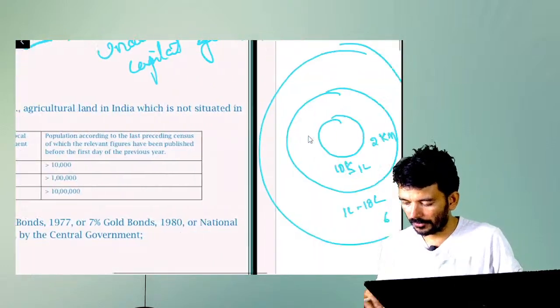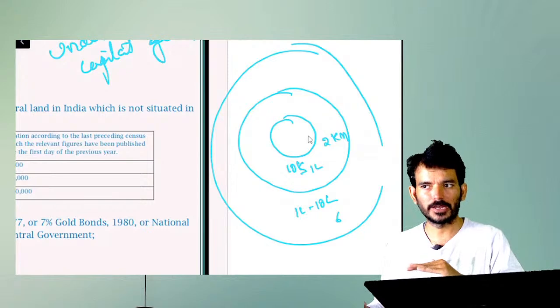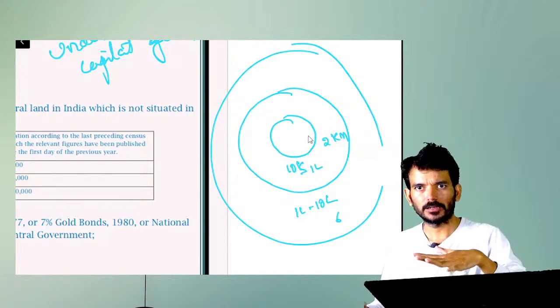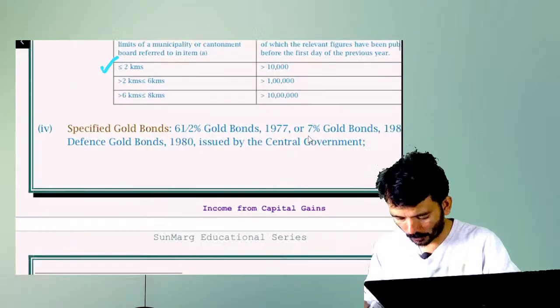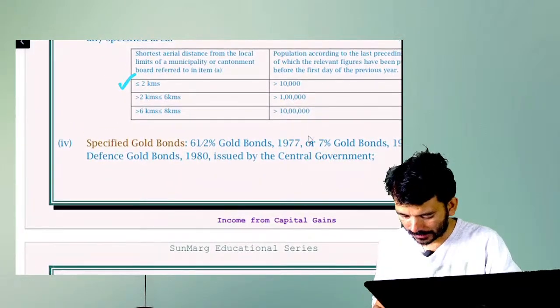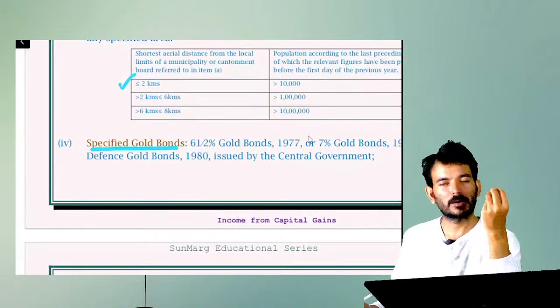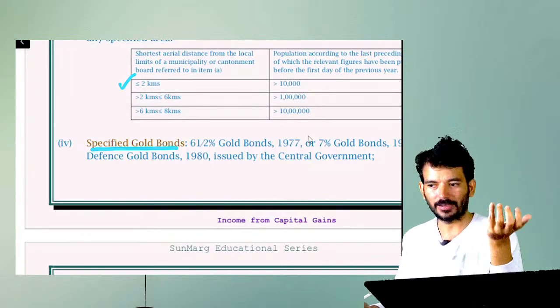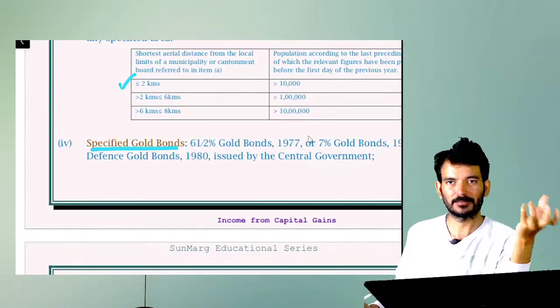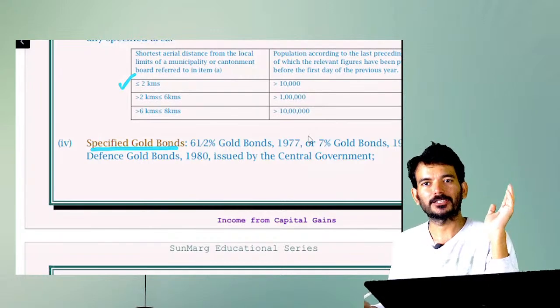So if your land happens to be situated in this area, that is a specified area, it is not outside capital gain, and you have to pay capital gain tax on that, provided other conditions are satisfied. Then specified gold bonds. Whenever the government wants to push something, encourage something, or needs funds for a certain thing, they will say this is outside the definition of a capital asset.